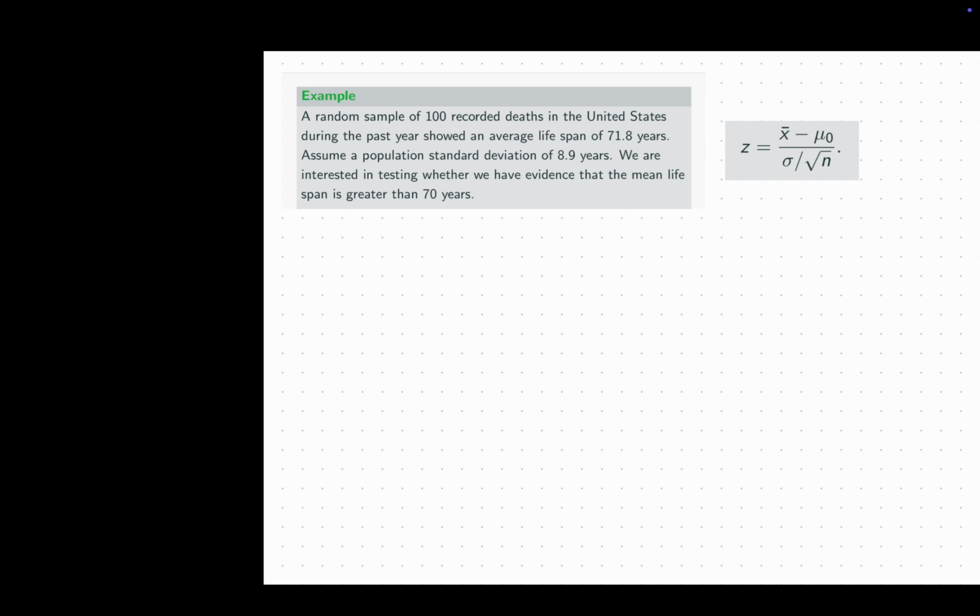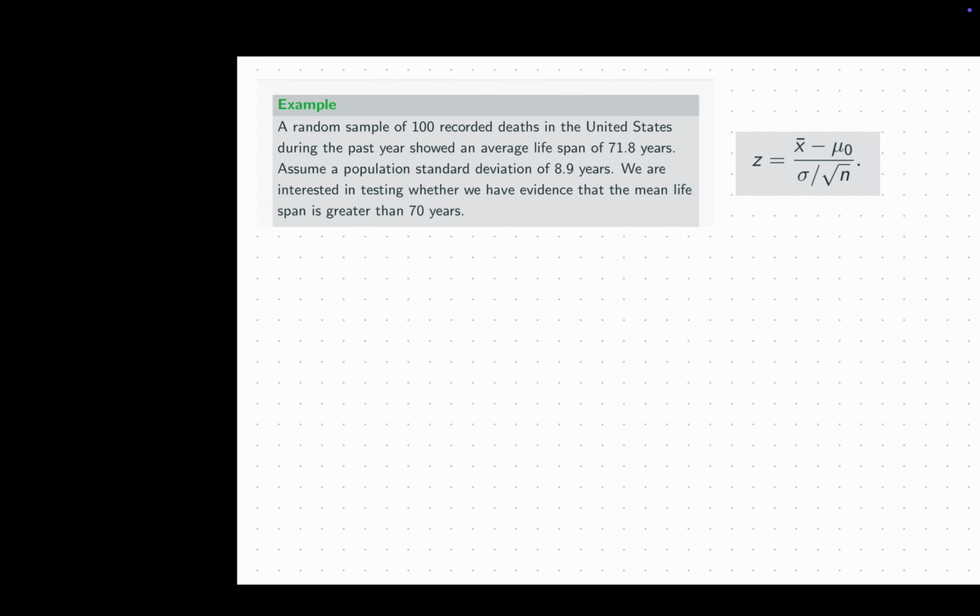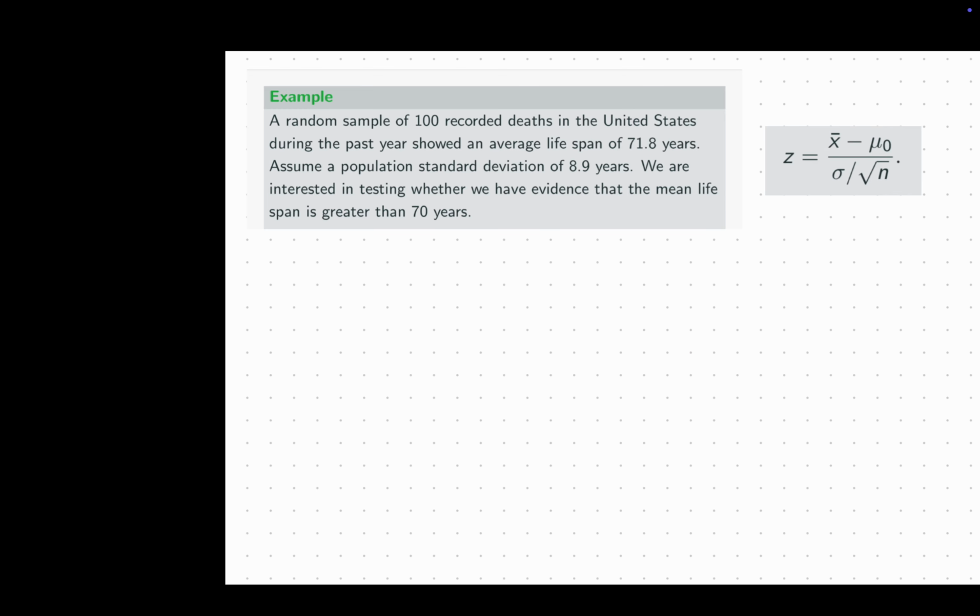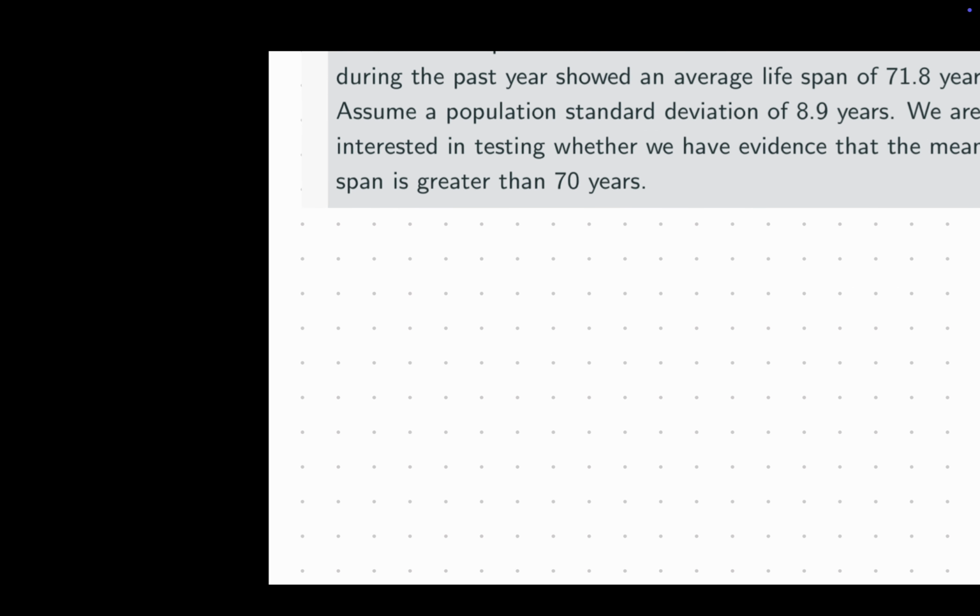Okay, so our question says, a random sample of 100 recorded deaths in the United States during the past year showed an average lifespan of 71.8 years, and we assume the population standard deviation of 8.9 years. And we're interested in testing whether we have evidence that the mean lifespan is greater than 70 years. So the first thing we need to do is write our null and alternate hypotheses.